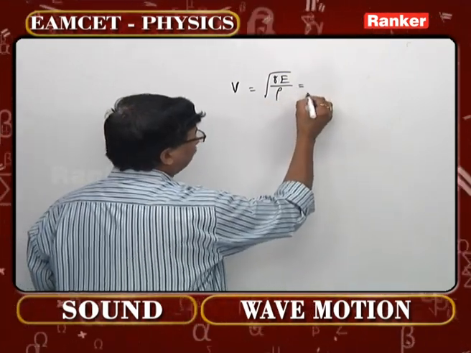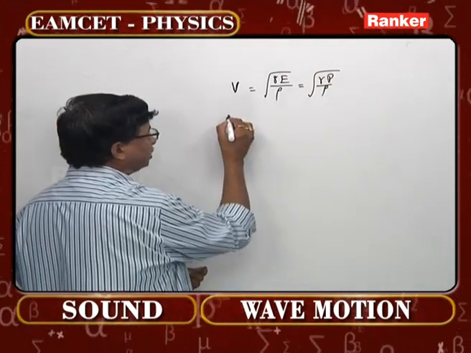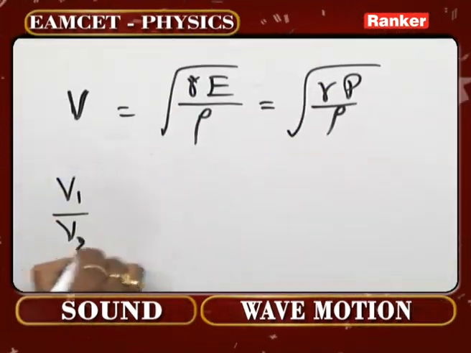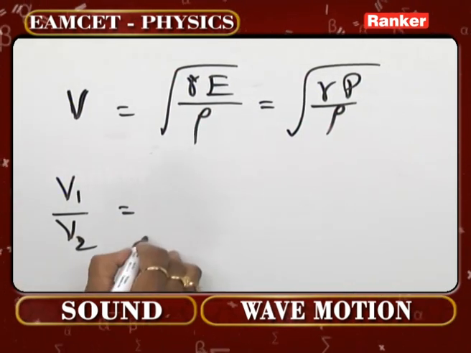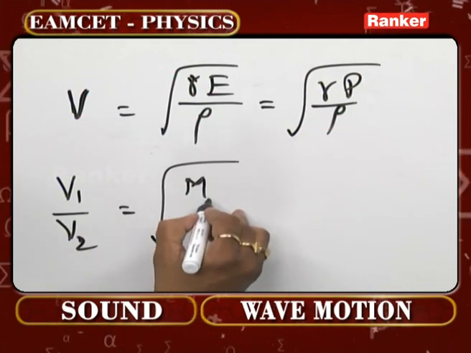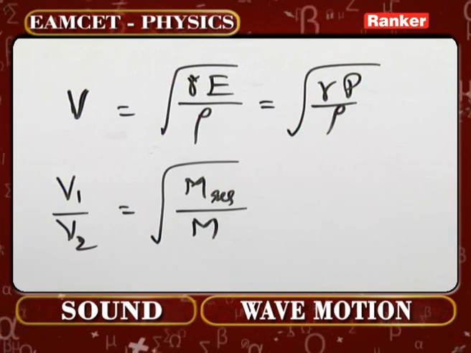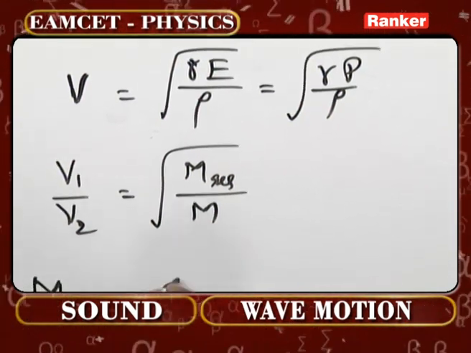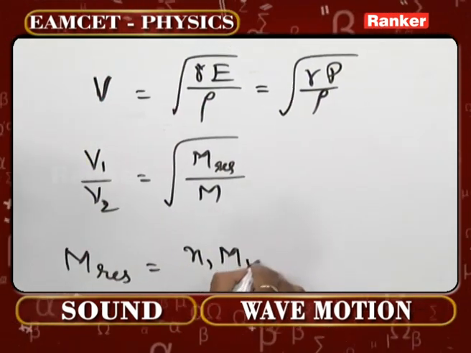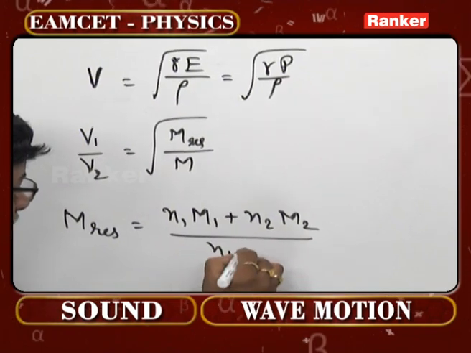You can even write the same as gamma p by rho and other things. But what is the concept here? V1 by V2 is what we have to take up. V1 by V2 is equal to root of molecular weight of the resultant mixture by molecular weight of the first gas that has been taken. What will now be the resultant? You can write (N1 M1 plus N2 M2) whole divided by (N1 plus N2).